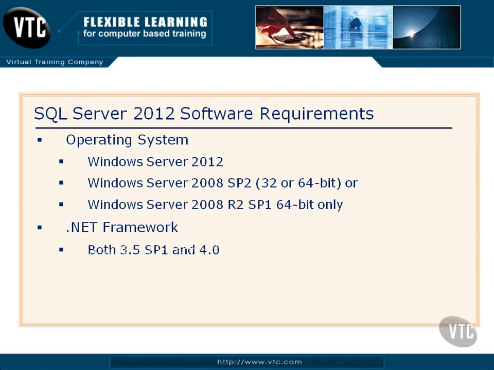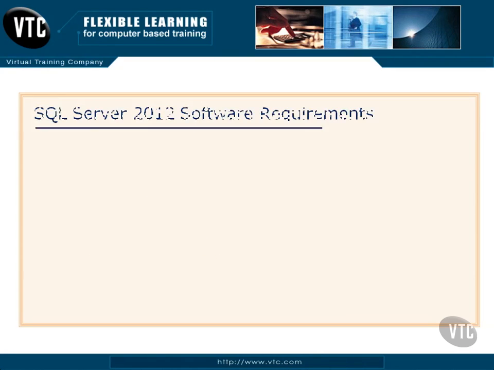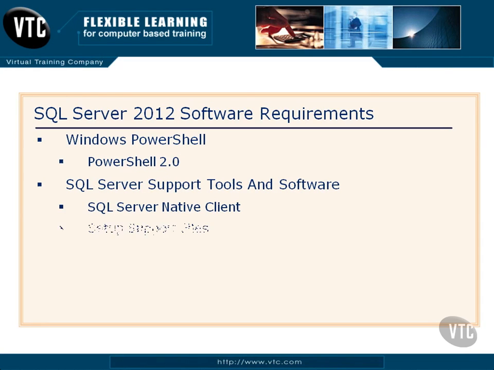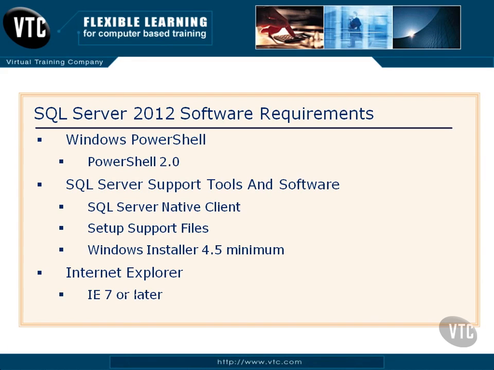Now, for the .NET Framework, you'll have to have both the 3.5 Service Pack 1 and the Framework 4.0 installed. If you don't have that, it will install it for you. Windows PowerShell requires PowerShell 2.0. For the SQL Server support tools and software, you'll need the SQL Server Native Client and the SQL setup support files. You'll have to have at least Windows Installer 4.5, and then for Internet Explorer you'll have to have IE 7 or later. So that's pretty much what you're looking at on software requirements.